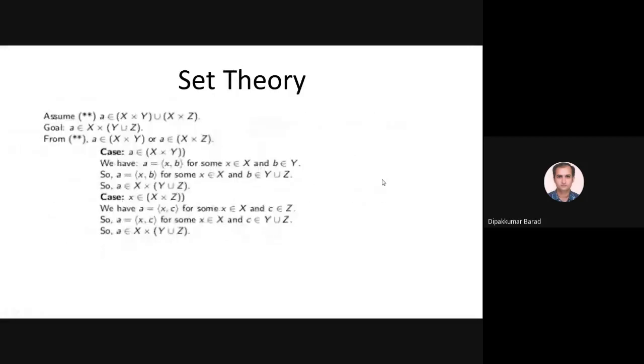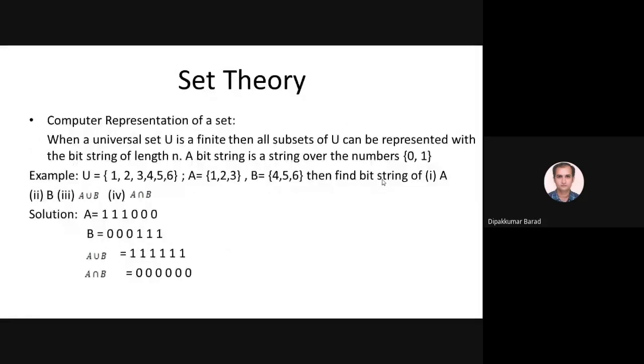Now, computer representations of sets. When a universal set U is finite, then all subsets of U can be represented by bit strings of 0s and 1s of length n. For example, U is {1, 2, 3, 4, 5, 6}, A is {1, 2, 3}, B is {4, 5, 6}. Find the bit strings of A, B, A union B, and A intersection B.